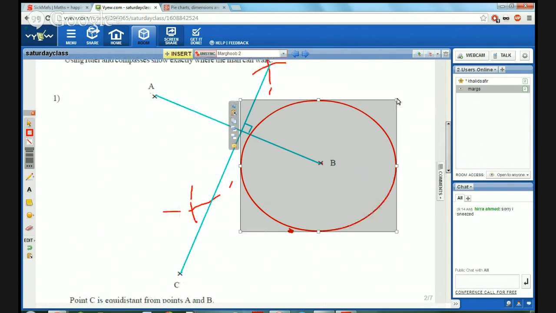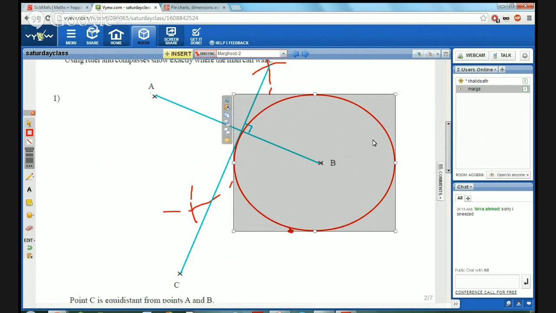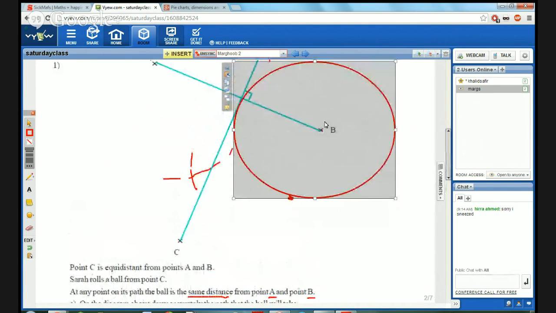Anyway, something like that. Do you know what I'm saying? Yeah. Trying to make it the center, so it's like that. But anyway, that's that. And the question says the diagram shows the region that contains all the points that are no more than 3 centimeters. So you shade in this space there.